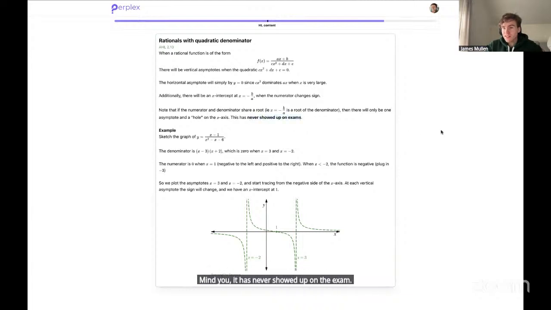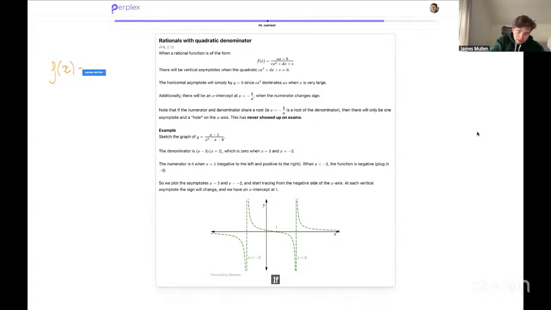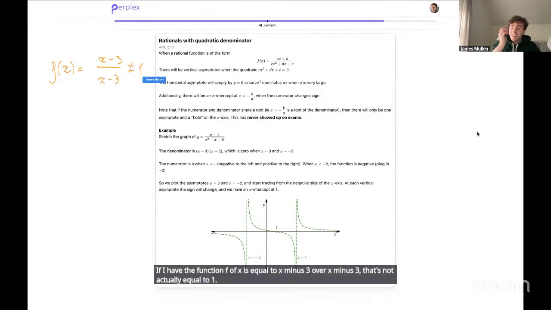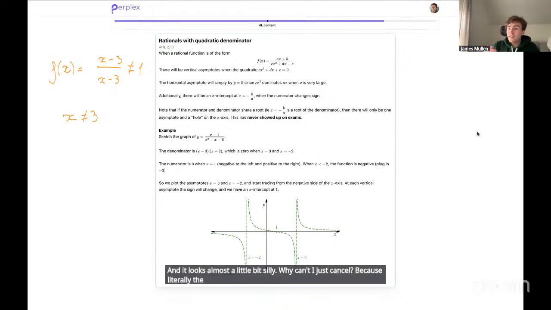A question says, if the numerator and denominator share a root, why wouldn't we cancel out the factors? It's a very good question. If I have the function f of x is equal to x minus 3 over x minus 3, that's not actually equal to 1. It is if I say x is not equal to 3. It looks almost a little bit silly. Why can't I just cancel? Because literally the function isn't defined as 1. It's defined as this fraction, and this fraction is not defined when x is equal to 3. 0 over 0 is not defined.